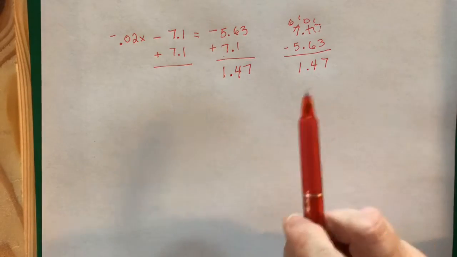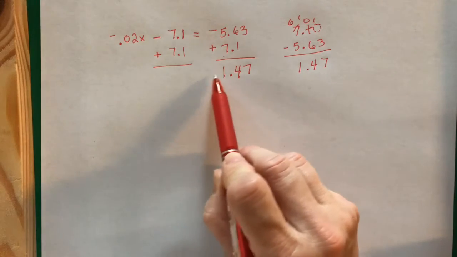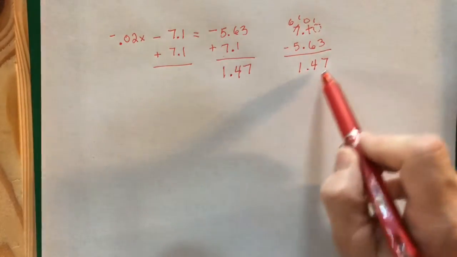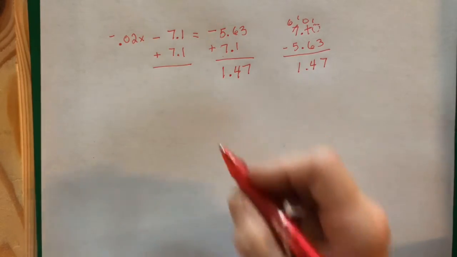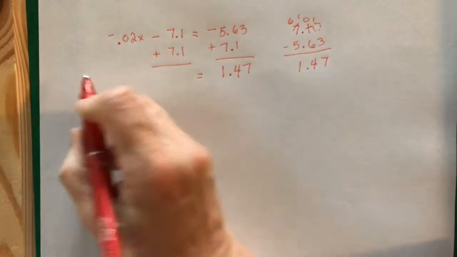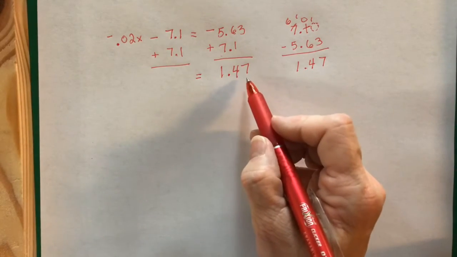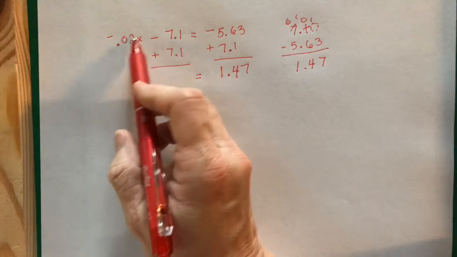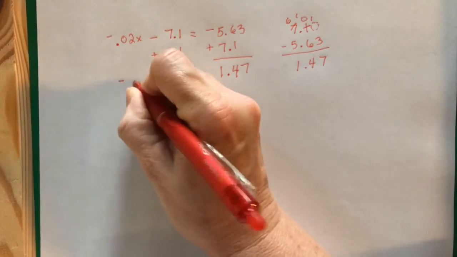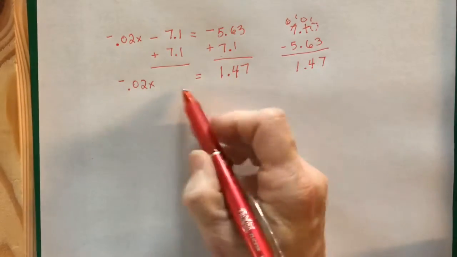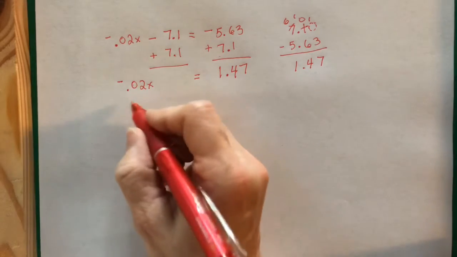because it's a positive. If I had known this answer would be a negative, I would have written my negative sign down here before I ever went over to this side to work on it, because it's really easy to accidentally drop that negative. So I'm going to rewrite my entire equation though, because x isn't equal to 1.47. Negative 0.02x equals 1.47.